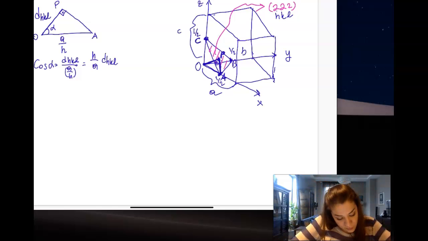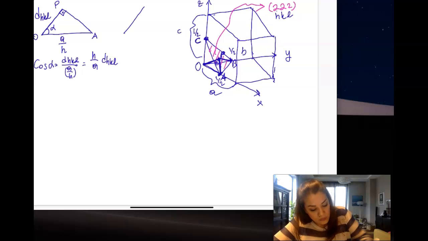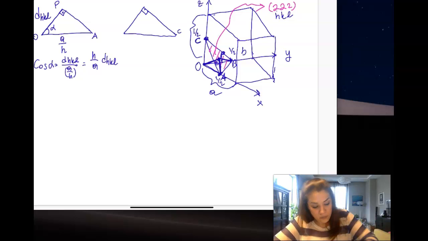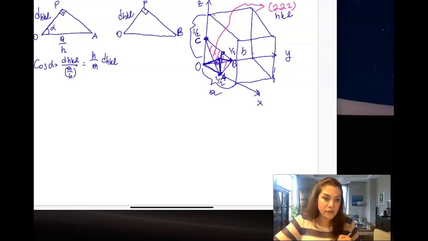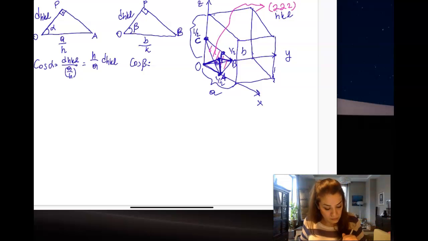If I do the same thing for another triangle, the OPB triangle, the same story goes. I have a perpendicular between OP and PB. OP is the length dHKL, the distance between the planes I want to find. What about point B? This time OB length is the b parameter for the Y direction over the k index for that direction. So cosine beta, a Greek letter I chose for that angle, is going to be equal to k over b dHKL this time.